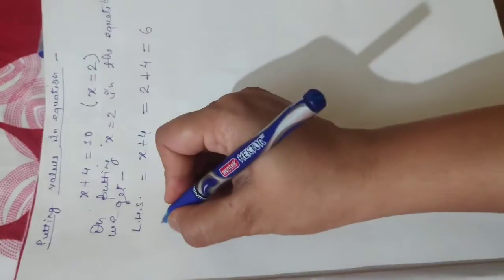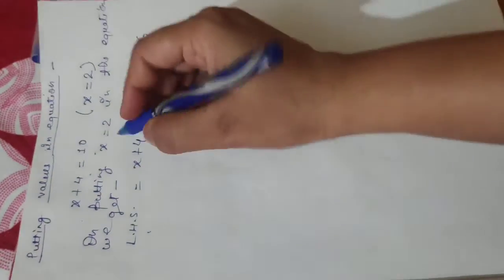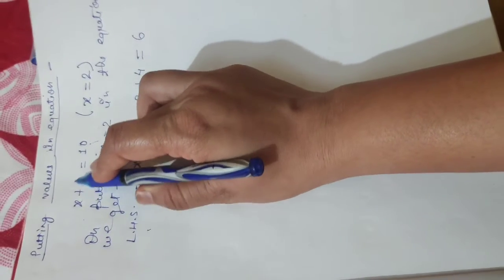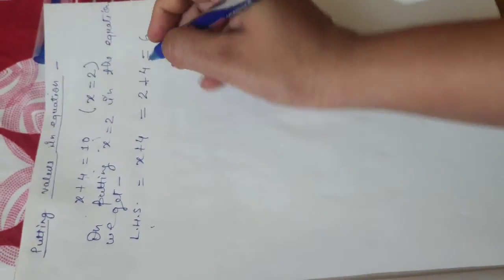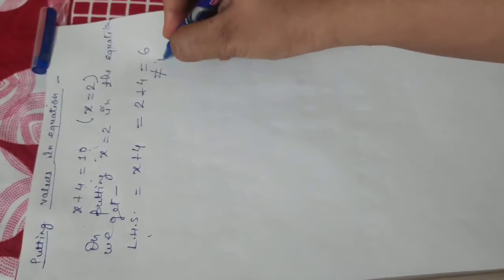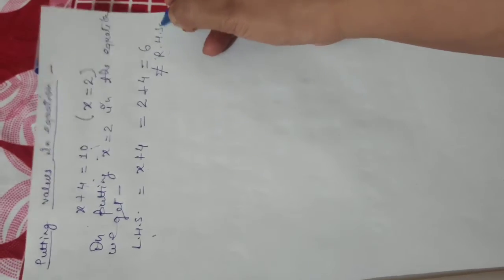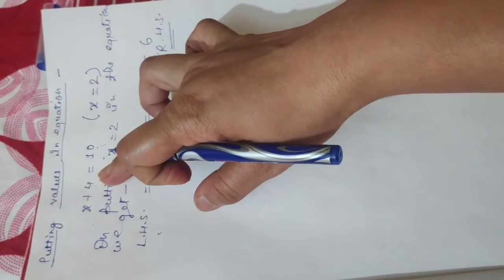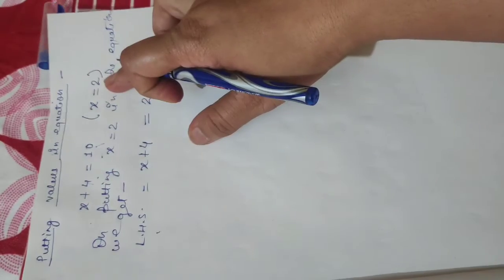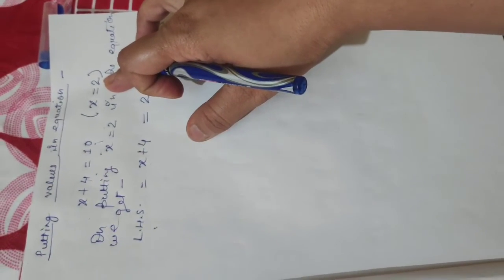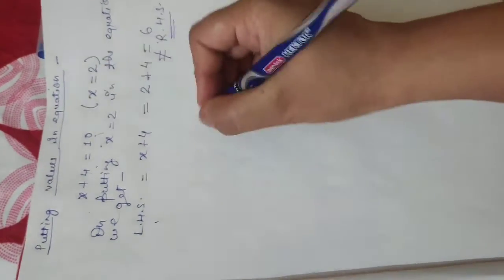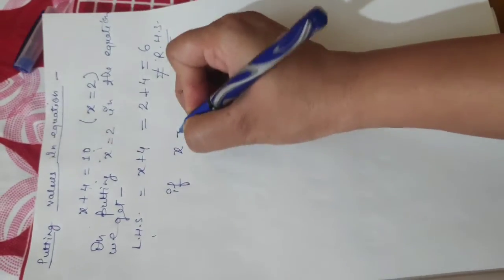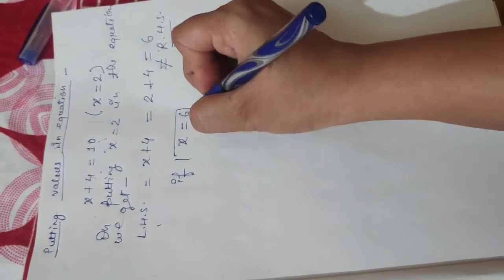Fine. Now what is the RHS? RHS is 10, you can see. And the value after putting x equals 2 in the left hand side is 6, which is clearly not equal to the right hand side. That means the value x equals 2 does not satisfy the equation, hence it is not a solution of the equation. Fine.